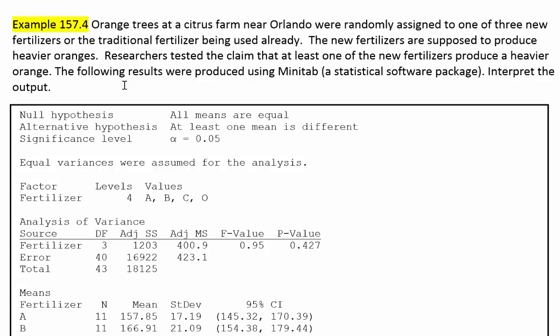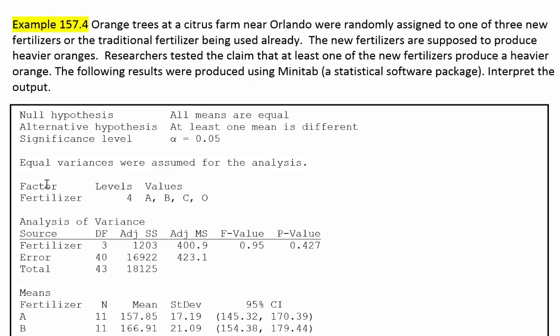Interpret the output. All right, so you can see the null hypothesis for the experiment was that all the means are equal. The alternative, of course, is that at least one mean is different from the others. Significance level here for the test is 5%. They say equal variances were assumed for the analysis. That is because that is the assumption underlying the ANOVA CRD experiment. So whenever you're doing a completely randomized design experiment and processing the data using ANOVA, the assumption is that the variances are equal for the different populations where the data comes from.